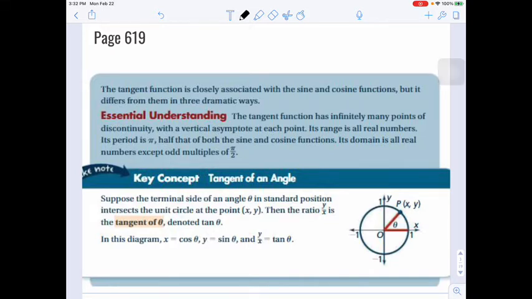Suppose the terminal side of an angle theta in standard position intersects the unit circle at the point (x, y). Then the ratio y over x is the tangent of theta, denoted tan theta. In this diagram, x equals cosine theta, y equals sine theta, and y over x, or sine theta over cosine theta, equals tangent theta.